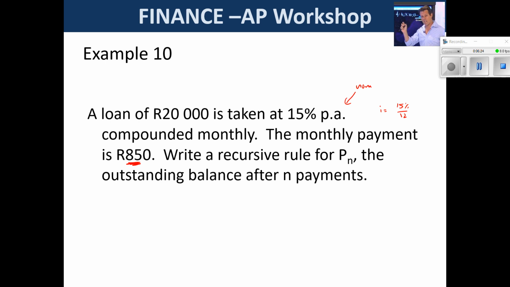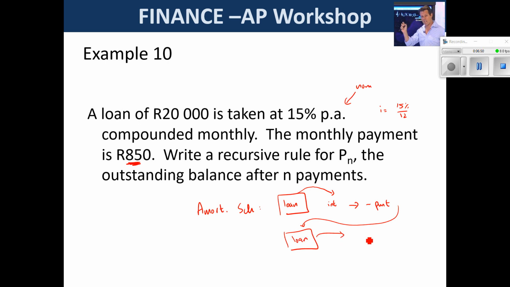Now, please remember there is something called an amortization schedule. An amortization schedule says we've got some loan amount. This loan would grow with interest, so we'd be adding interest, and then at the end of the month we would minus some payment. This now gives me a new loan amount. This loan amount that I've now got, I would be adding interest, and at the end of the month I would subtract a payment, and so this thing just repeats itself all the time, so it's not too difficult to model it on a recursive rule.